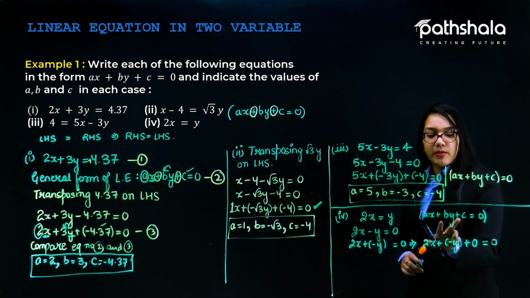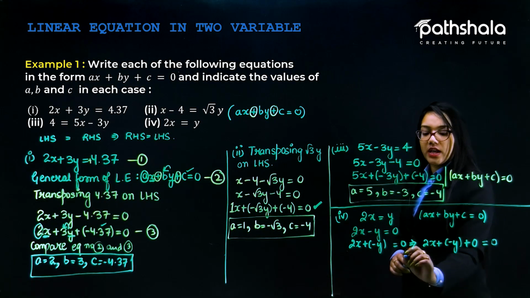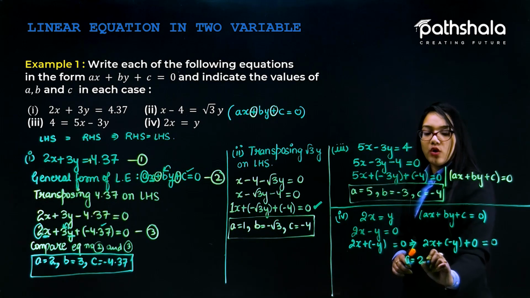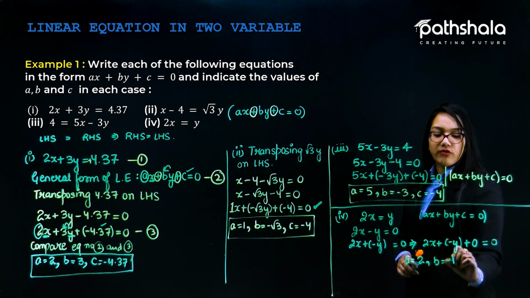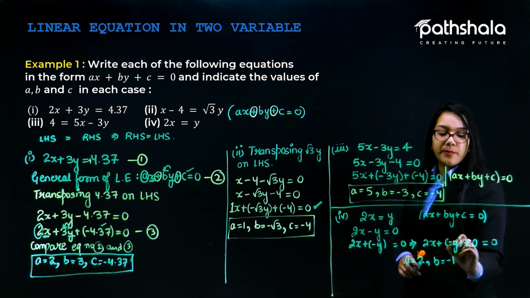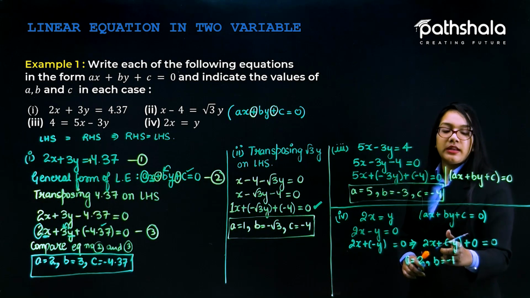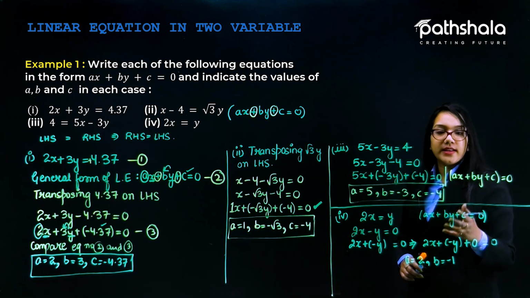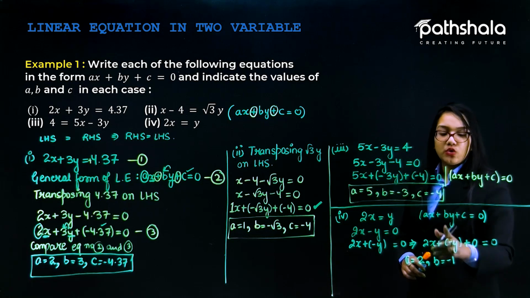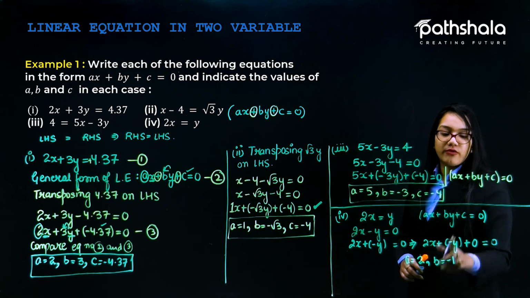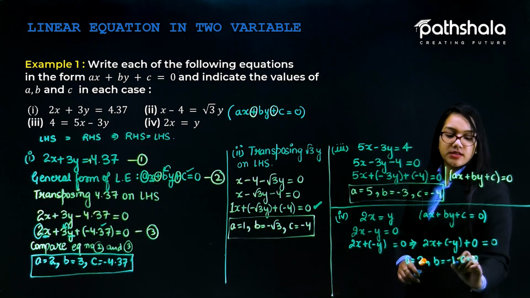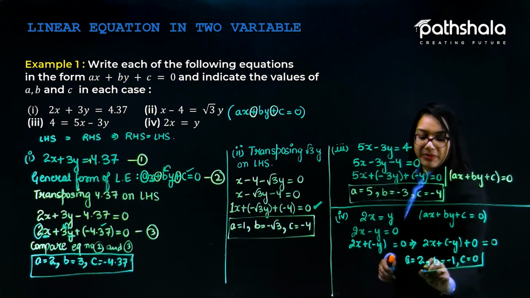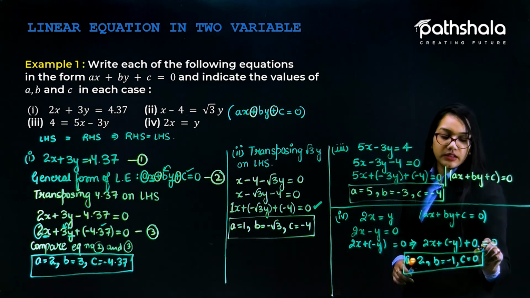So if we compare both of these equations, then we will definitely get the answer as a is nothing but 2, b is nothing but minus of 1, because if there is nothing with the y variable, then the coefficient will definitely be 1, because if we have only y, then the coefficient of y will be 1. So it means b is nothing but minus of 1. Further, c is nothing but 0. So a is 2, b is minus 1, and c is nothing but 0.